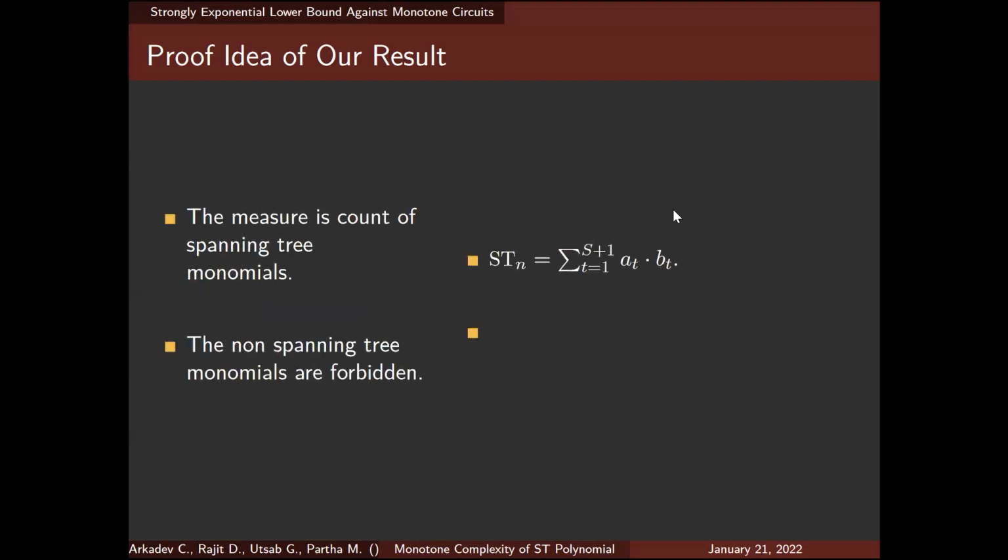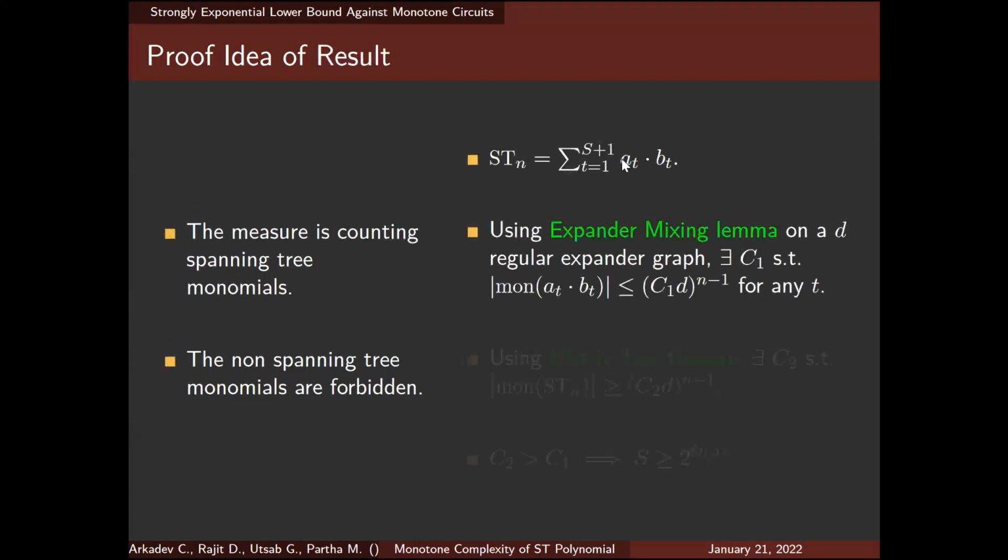Now observe, any product polynomial cannot generate the non-spanning tree monomials, because once they are generated, they cannot be cancelled out, because this is a monotone computation. So having this idea in mind, using the expander mixing lemma on a d-regular expander graph, we show that there exists a constant C1 such that any product polynomial can generate at most C1 times d to the power n minus 1 spanning tree monomials.